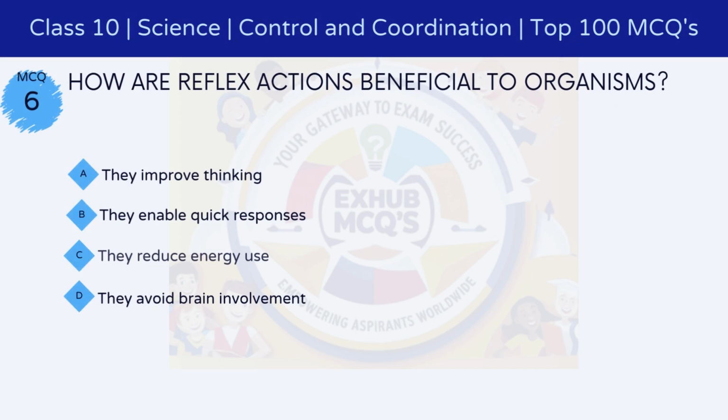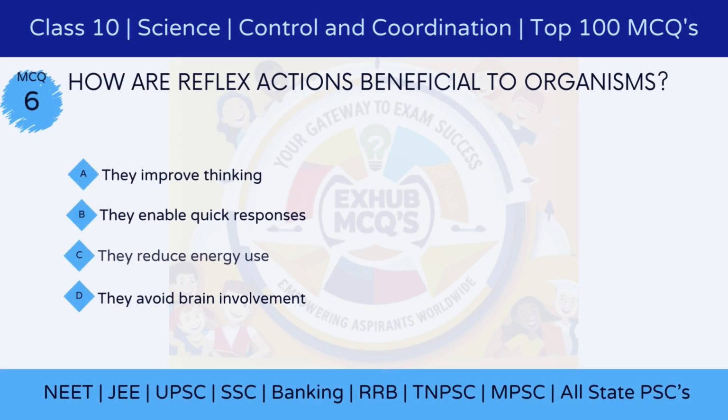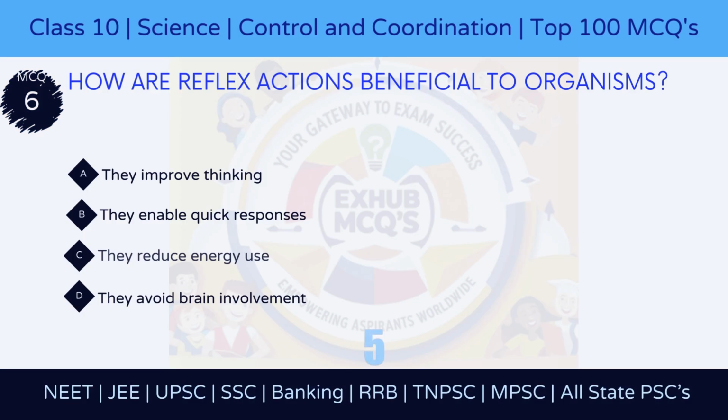MCQ 6. How are reflex actions beneficial to organisms? Option A, they improve thinking. Option B, they enable quick responses. Option C, they reduce energy use. Option D, they avoid brain involvement.